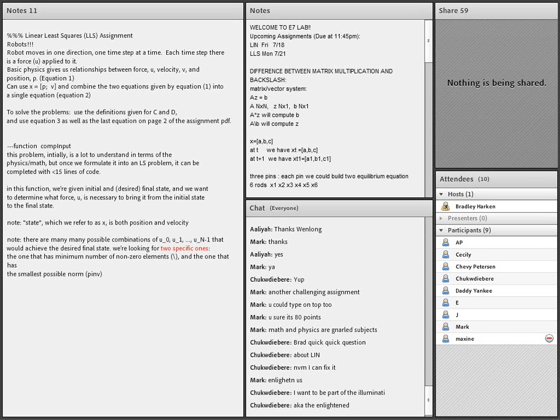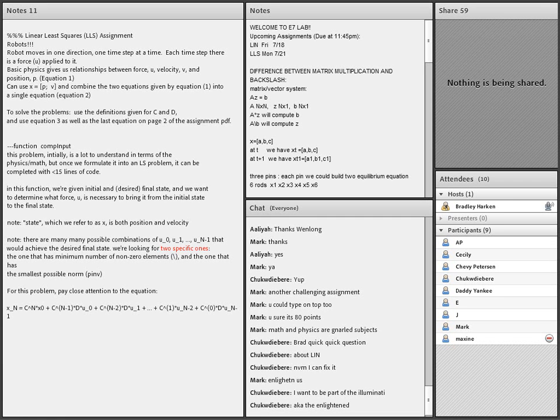So for this problem specifically, we're going to focus on the equation xn equals c to the n times x naught plus c to the n minus 1 times d times u naught, and so on down the line up to c to the 0 times d times u of n minus 1.